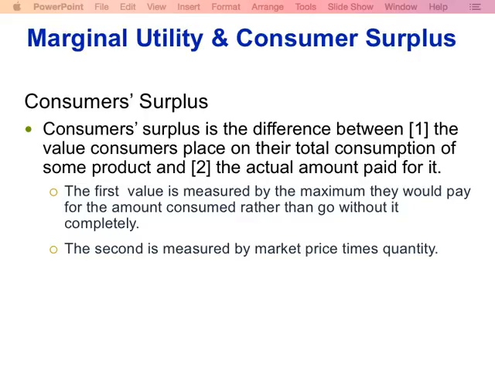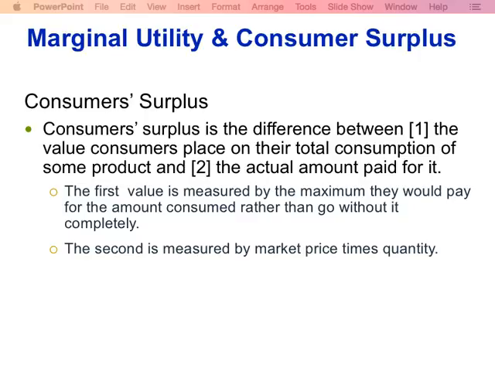Consumer surplus is the difference between the value we place on a good and what we pay for it. So it's the difference between marginal utility and the price. The value we place on a good is what we get from consuming that product, and the price is what we actually pay for it, right? So the difference is consumer surplus.